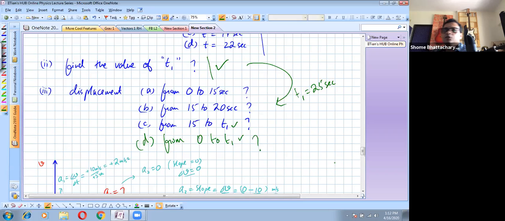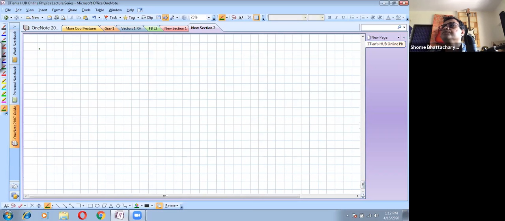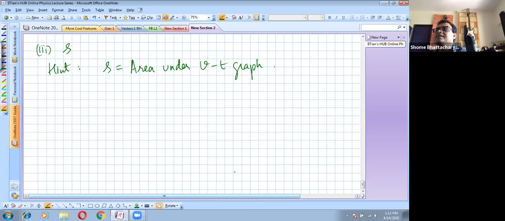Okay. Now, as a quick hint to you, how do we calculate displacement from a graph of velocity versus time? So for the third part, where we have to calculate displacements, we use the hint that displacement is area under the velocity versus time graph. So displacement is the area under the velocity versus time graph. So use this hint and try to work out this part.